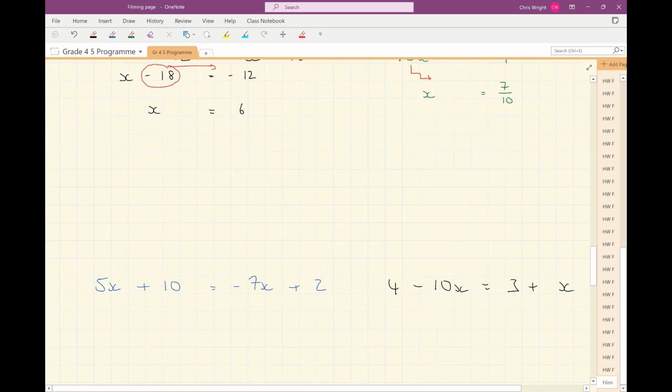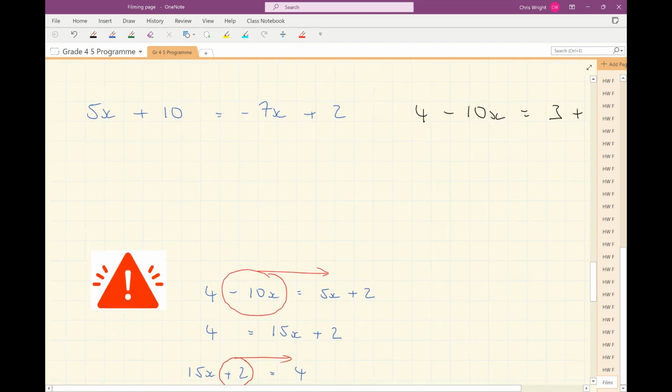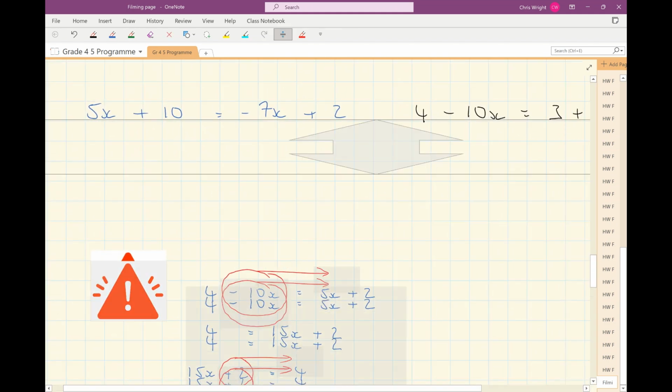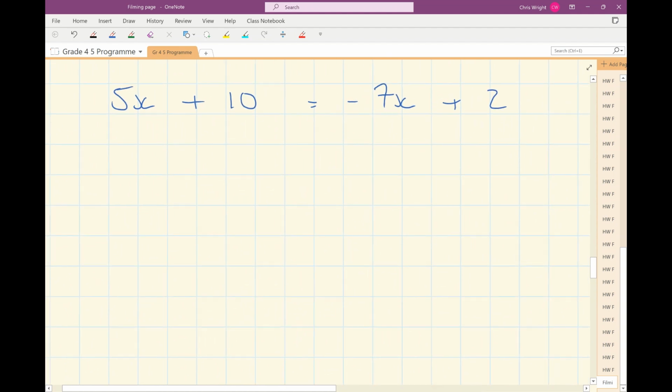Okay, 2 more to go. Let's give myself a bit of room. So, 5x plus 10 equals minus 7x plus 2. Which side has the fewest x's? Well, this side's got 5x, and this side's got minus 7x. Well, minus 7 is less than 5, isn't it? So I'm going to float and ping those minus 7x's. They become plus 7x's. So 5x plus 7x, 12x plus 10 equals 2.